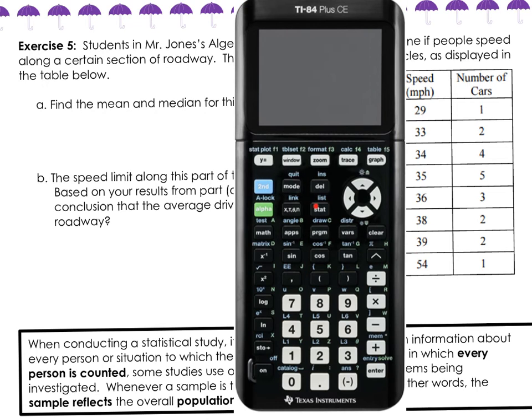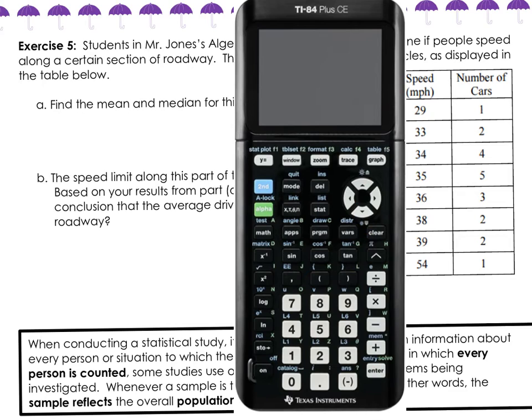So we start with stat and then edit, so either hit enter or the number 1, up, clear, down to clear out our list, and then we need to put all of these speeds in L1 and all of the number of cars in L2. So pause the video to give that a try.